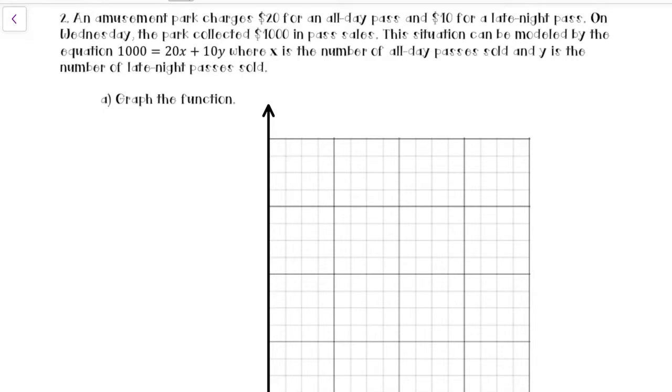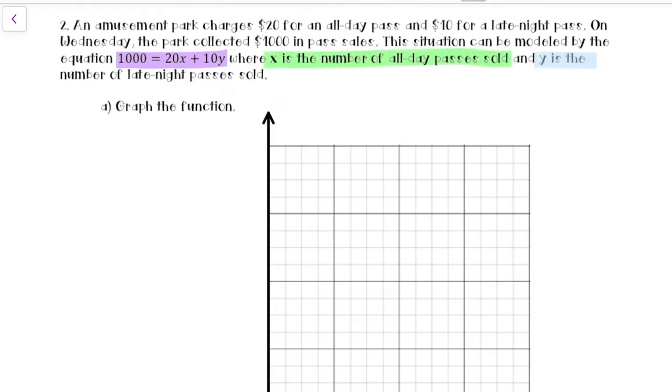So number 2 says, an amusement park charges $20 for an all-day pass, $10 for a late-night pass. On Wednesday, the park collected $1,000 in pass sales altogether. This situation can be modeled by the equation 1,000 equals 20x plus 10y. And then it even tells us x is the number of all-day passes, and y is the number of late-night passes.